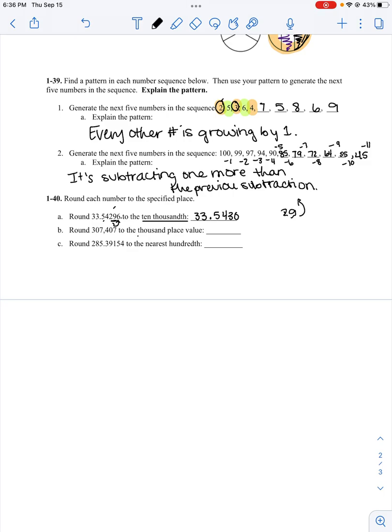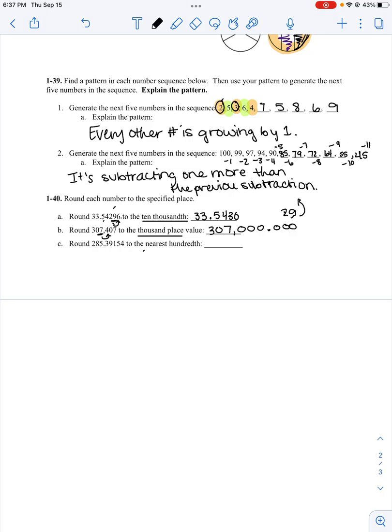Now, B, we're rounding it to the 1,000 place value. So the 1,000 place value is this 7 right here by the comma. I look to the 4. The 4 tells me that my 7 stays the same. So I should have 307,000. I can add in the decimal and the zeros. The number is still the same.